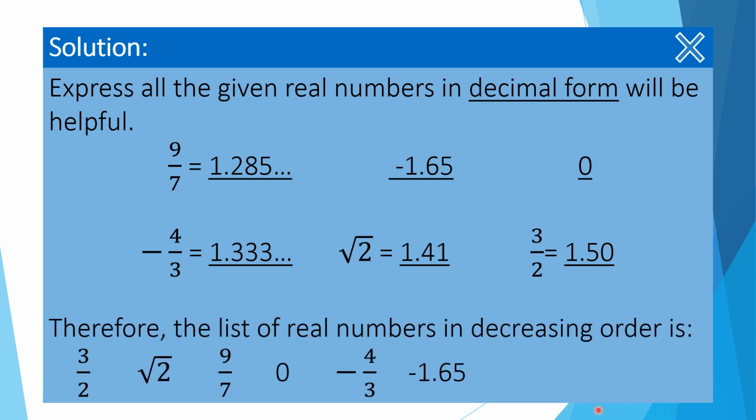So, therefore, the list of real numbers in decreasing order is, uunahin natin yung 3 halves dahil ang value na ay 1.5. And then, susundan ng square root of 2 dahil ang 1.5 ay malapit sa 1.41. And then, 9 over 7, which is equal to 1.285 and so on. And then, next is 0. And then, natira yung dalawang negative numbers. So, sa dalawang negative numbers, ang una nating isusulat ay yung may maliit na conversion. So, that is negative 1.333 and so on. So, isulat natin ang negative 4 over 3 and then kahuli-hulihan ang negative 1.65. So, ito na yung arrangement in decreasing order.